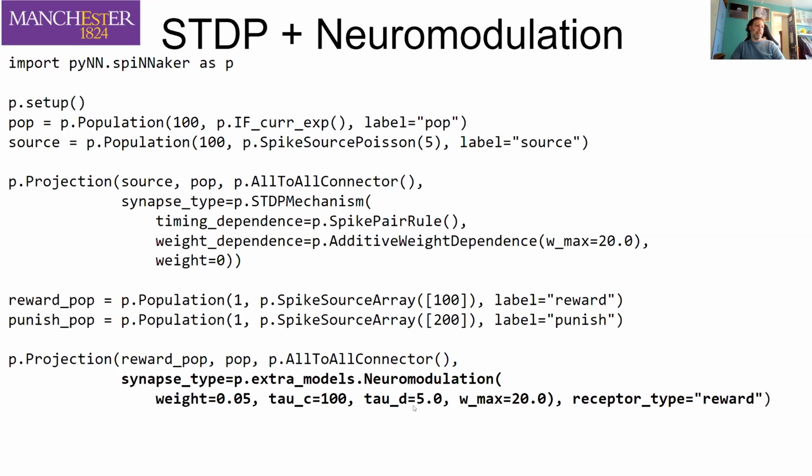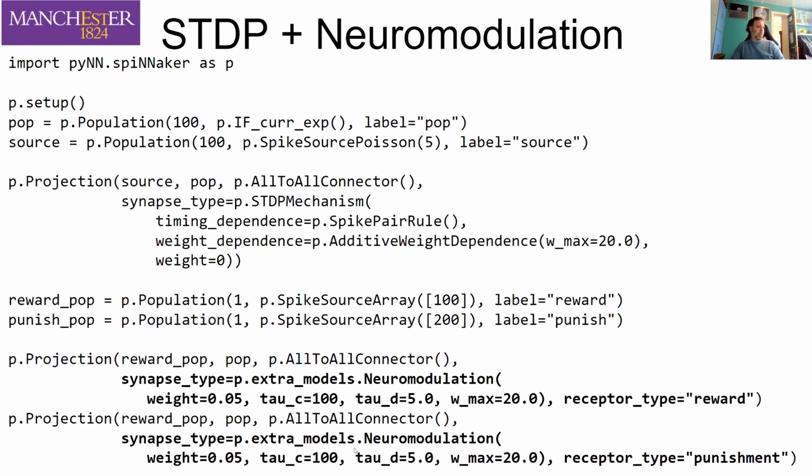These are the tau C and tau D I mentioned before. There's also a W max here because that's determining how big you want the output weight to go, so it doesn't just explode if you accidentally set these parameters wrong and get massive weights. You don't really want that. I think there's a W min parameter appropriately as well. And you can do the same for punishment.